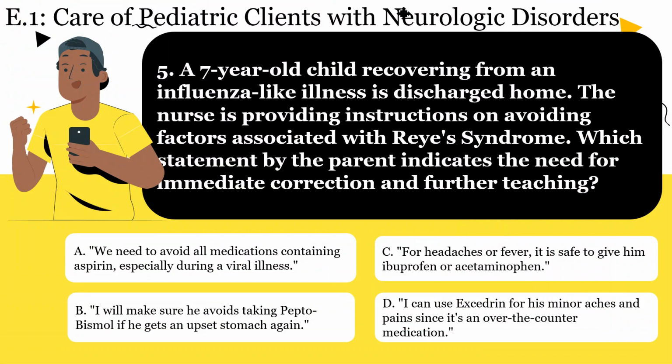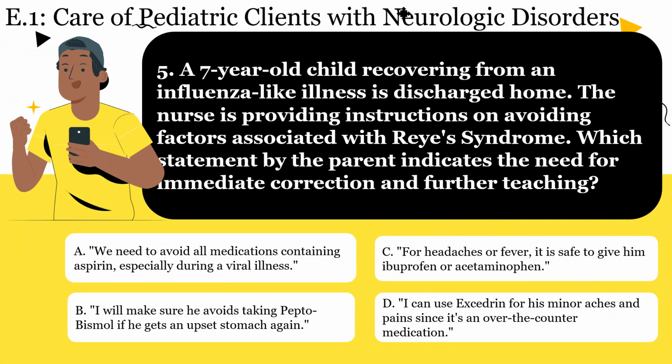A 7-year-old child recovering from influenza, a flu-like illness, is discharged home. The nurse is providing instructions on avoiding factors associated with Reye's syndrome. Which statement by the parent indicates the need for immediate correction and further teaching? A. We need to avoid all medications containing aspirin, especially during a viral illness. B. I will make sure he avoids taking Pepto-Bismol if he gets an upset stomach again. C. For a headache or fever, it is safe to give him ibuprofen or acetaminophen. Or D. I can use Excedrin for his minor aches and pains, since it's an over-the-counter medication.